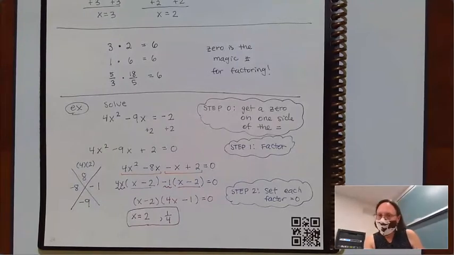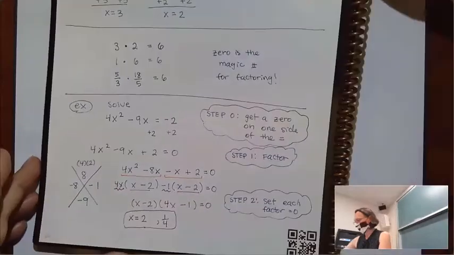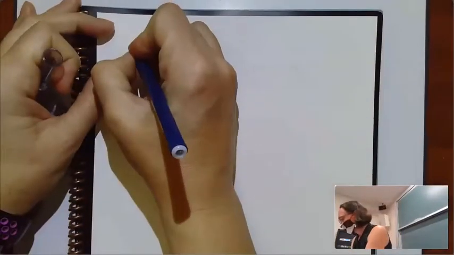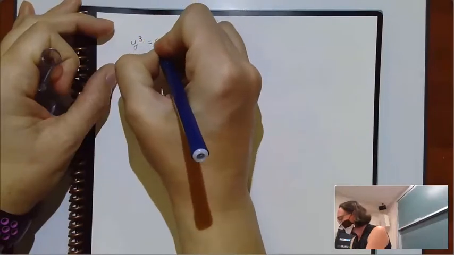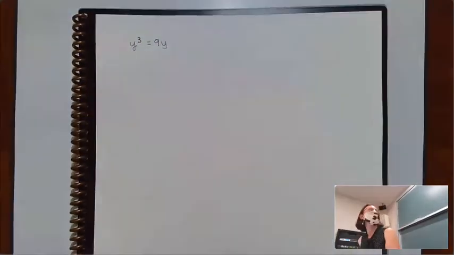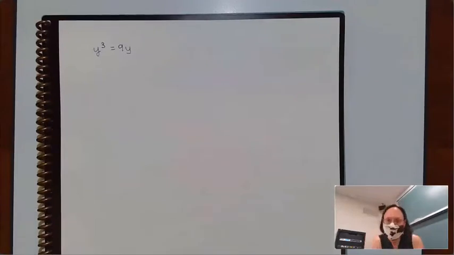Okay, I think we have time, and now I'm going to scroll back up in the chat. I think it was problem 24. It's up there somewhere, yeah, problem 24. So let me grab problem 24. Problem 24 says y cubed equals 9y. Yep. Okay.